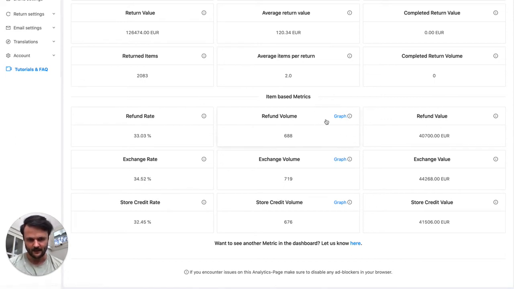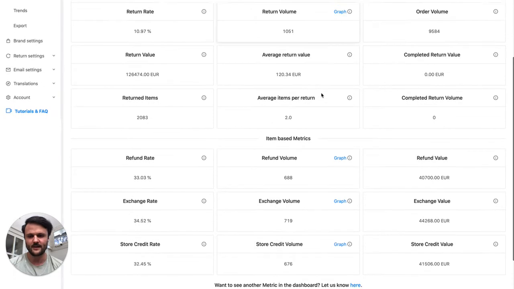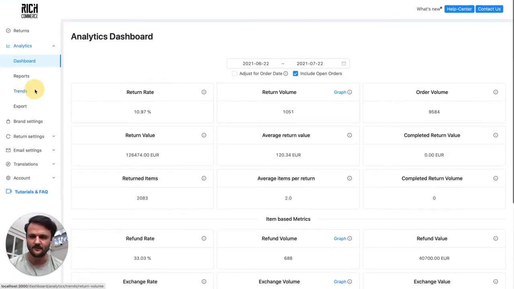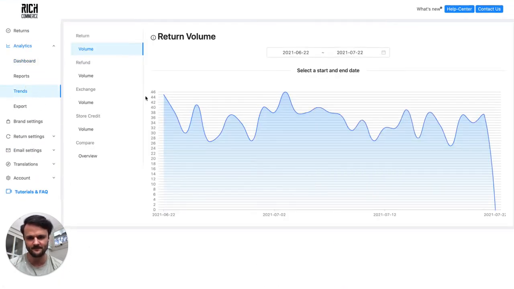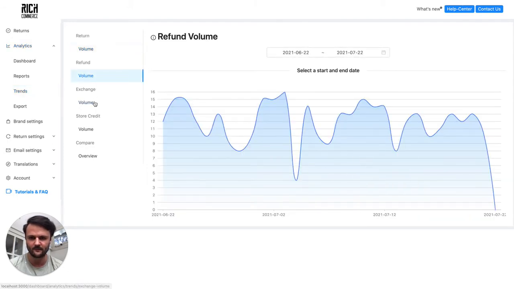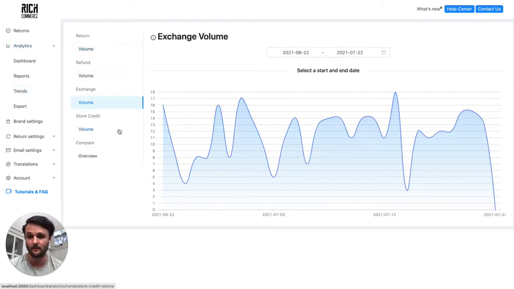And you have these little graph buttons up here. They give you a better idea of trends, right? So if you look at trends, basically you have a visual idea of the volume of returns you're getting, of the volume of refunds you're getting, of the volume of exchanges you're getting. You can also compare them, right?